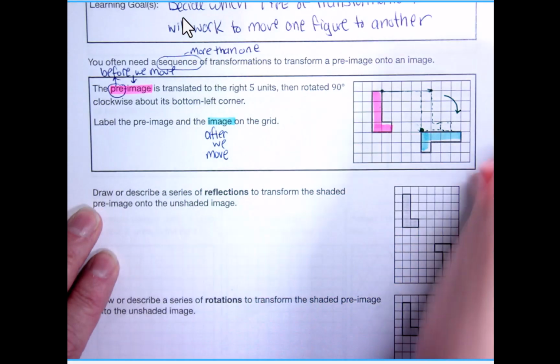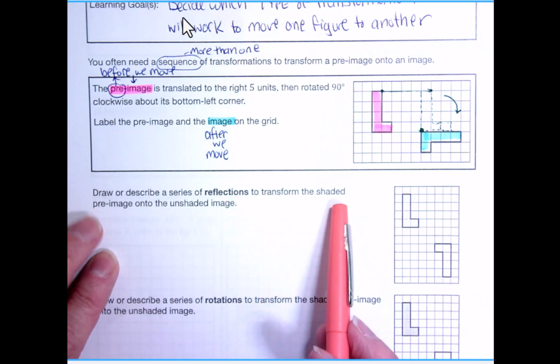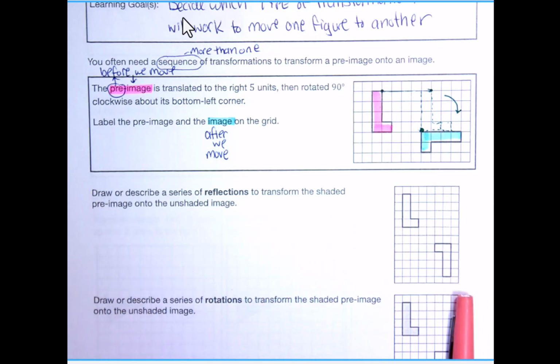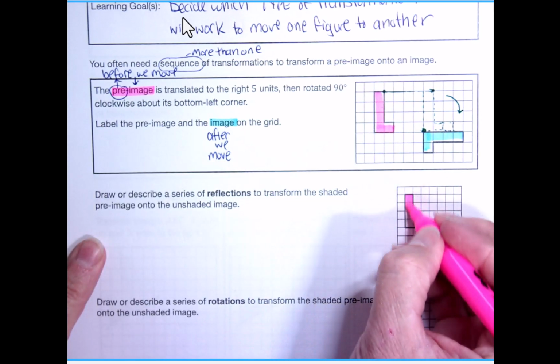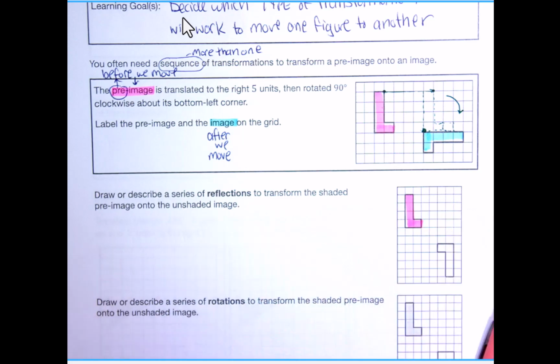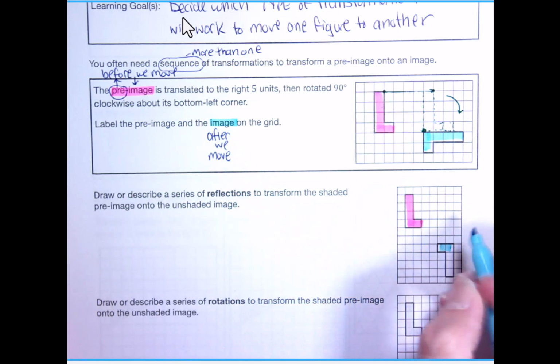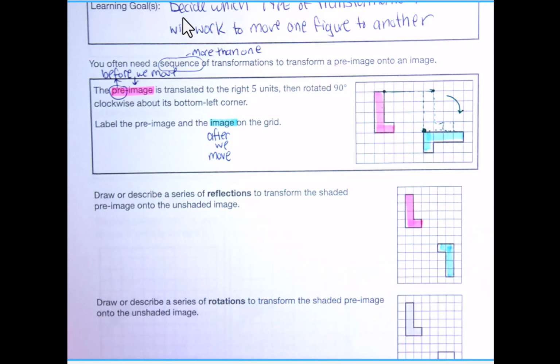We need to get some highlighters to help us see this. And we're going to transform the shaded pre-image, this is what we're calling our before, or pre-image, onto the unshaded image. That blue is going to be our after image. We don't say after image, we just say image. That's where we finish.